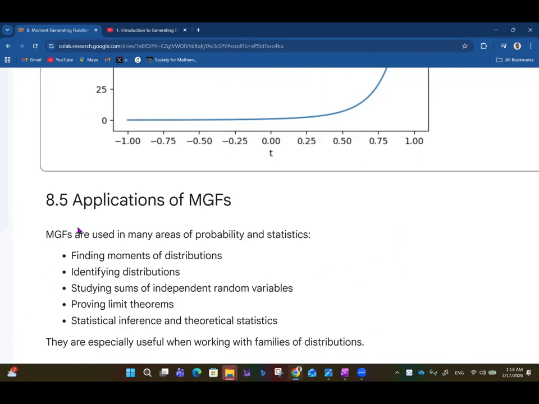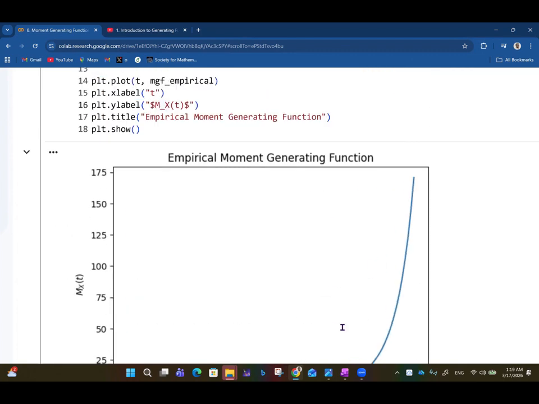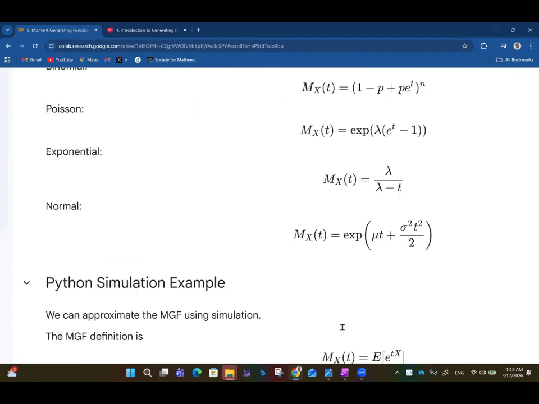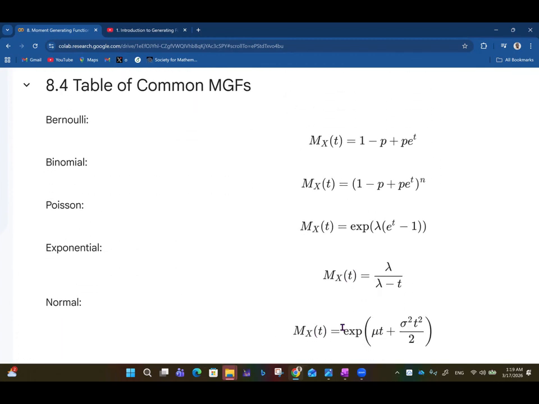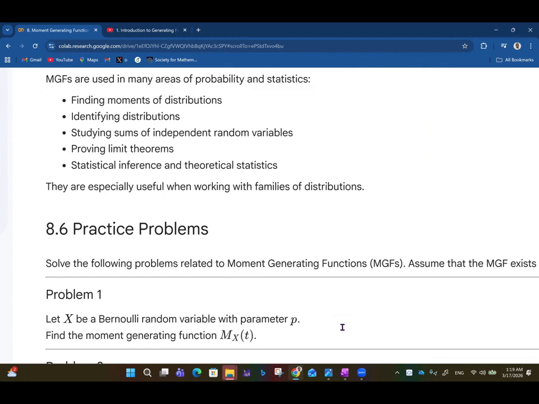So let's look at some applications of MGFs. MGFs are used in many areas of probability and statistics: finding moments of distributions, for instance, like what we've just done, identifying distributions, studying sums of independent random variables, proving limit theorems, statistical inference, and theoretical statistics. They are usually useful when working with families of distributions, like we've shown some popular ones: Bernoulli, binomial, Poisson, exponential, and of course normal distributions.